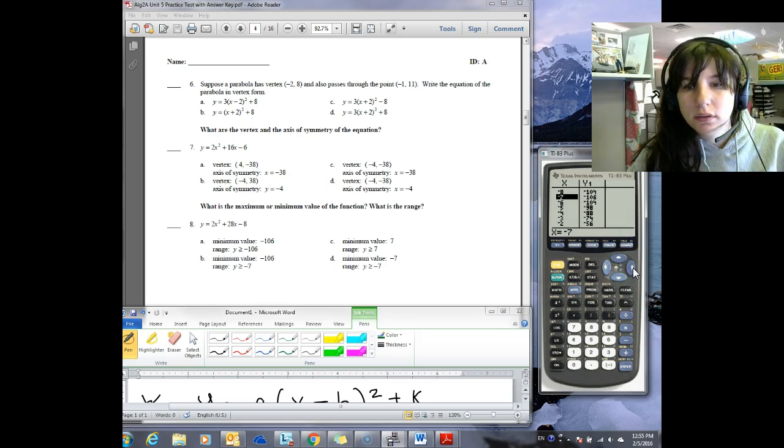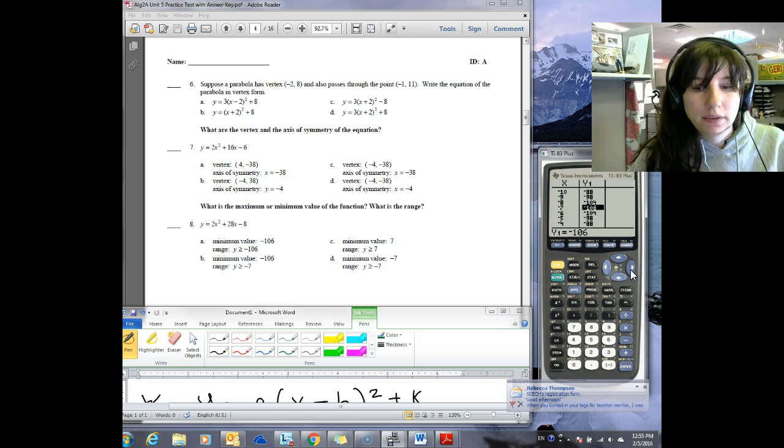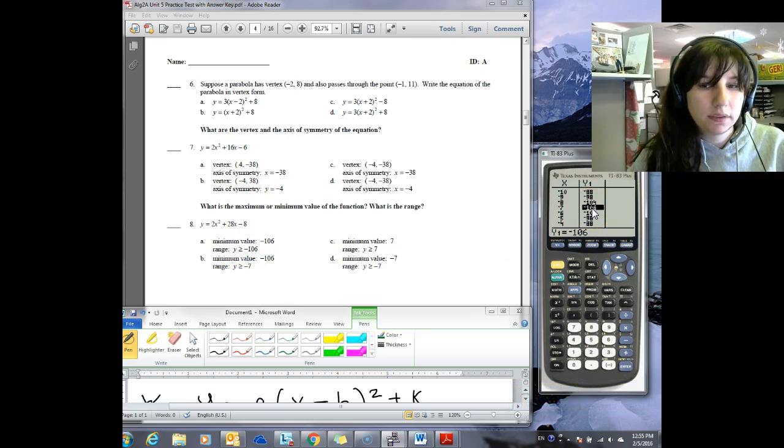Let's see. Oh, that was quick. Okay, the numbers are getting lower, lower, lower, lower. Looks like 106 is the lowest it goes, and then it starts going up again. So x is -7, y is -106. So my minimum value is -106, and then my y's after that are just getting bigger. So I'm going to go with A.